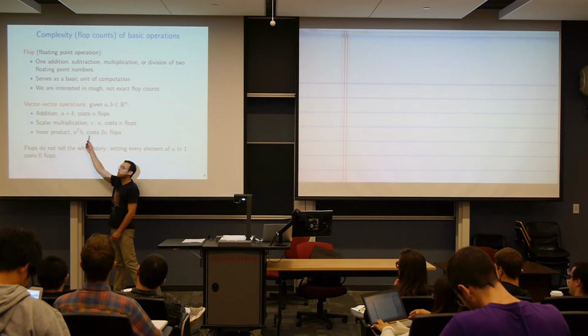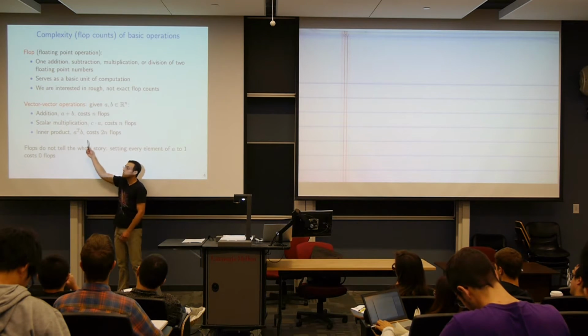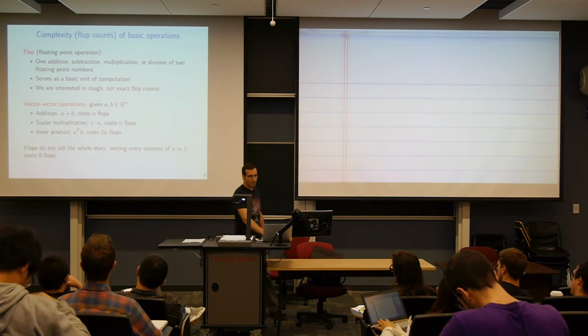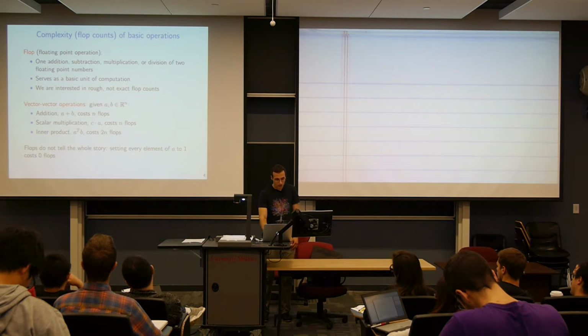but on the order of 2n flops, right? Because we do n multiplications and then essentially n additions added all together. But these are all linear in n. That's the point. All these vector-vector operations just cost something linear in n.